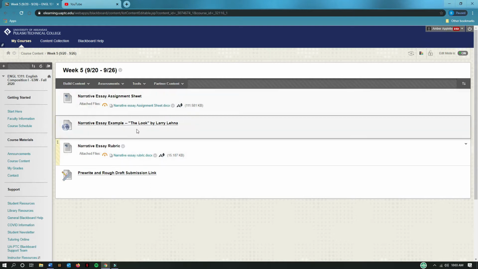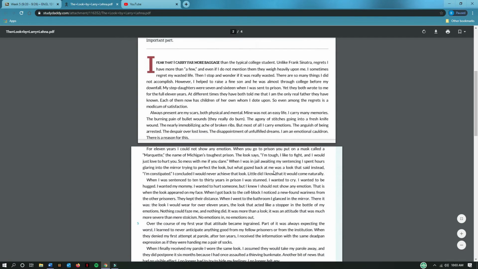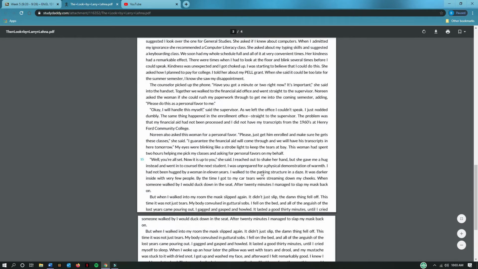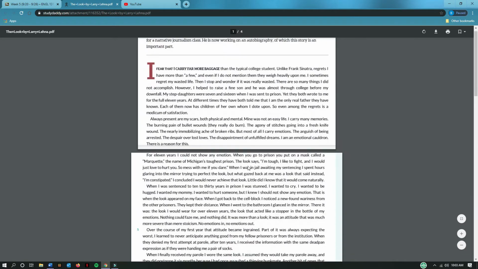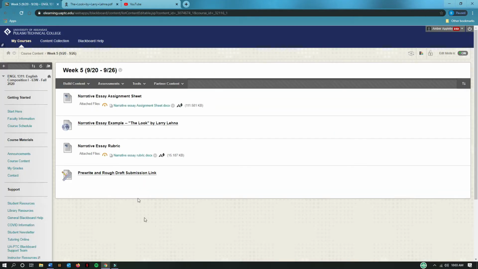Okay? So I do give you an example, and it's The Look by Larry Lenaugh. And this is really, really good. It talks about how he was in prison and how he had this mask that he would wear and how he got rid of it. But it's a very good example of a personal narrative, which is what you're going to be writing. You're going to be writing a personal narrative. This is a story about you.